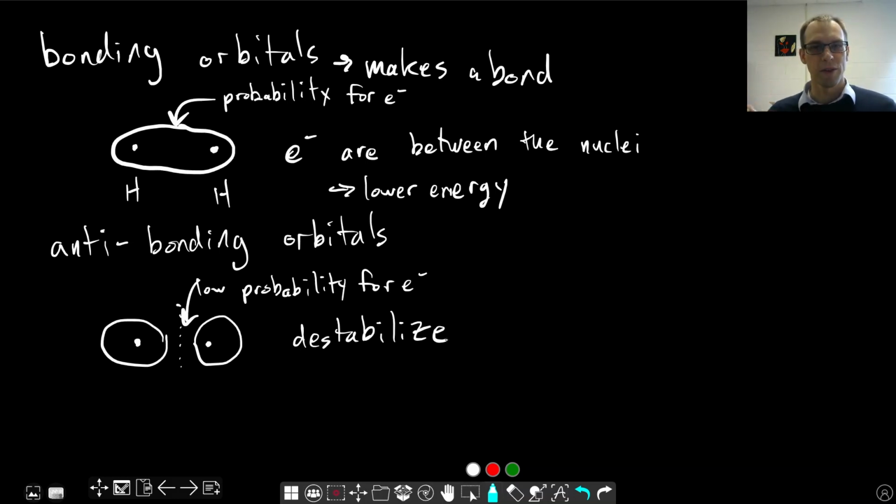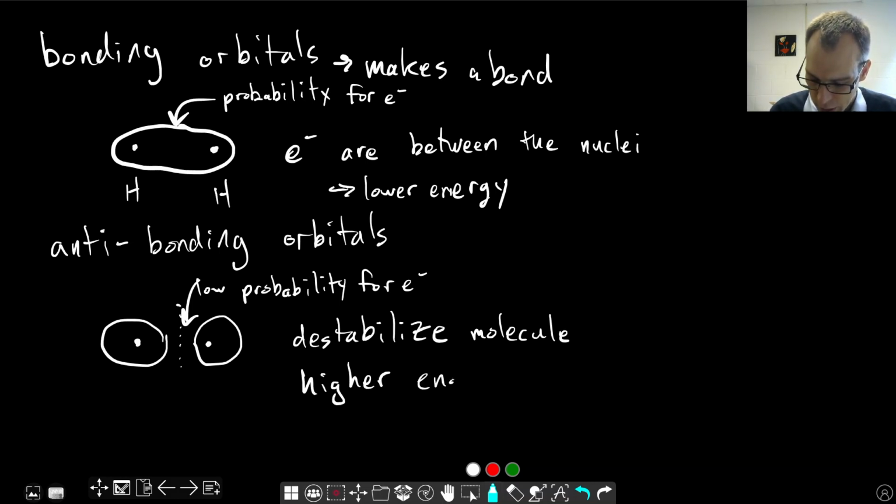So bonding orbitals, if electrons are there, will tend to hold the molecule together. Anti-bonding orbitals will tend to cause them to split apart. Hence the names, right? Anti-bonding, they're against bonding. So it destabilizes the molecule, and these are higher energy. So electrons will go into bonding orbitals first because they're lower energy, and then only after the bonding orbitals are filled, we'll start to fill the anti-bonding orbitals. We'll look at that in just a second.